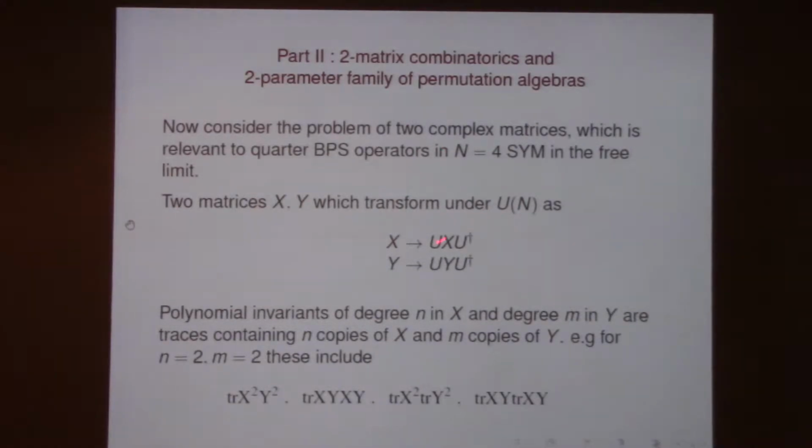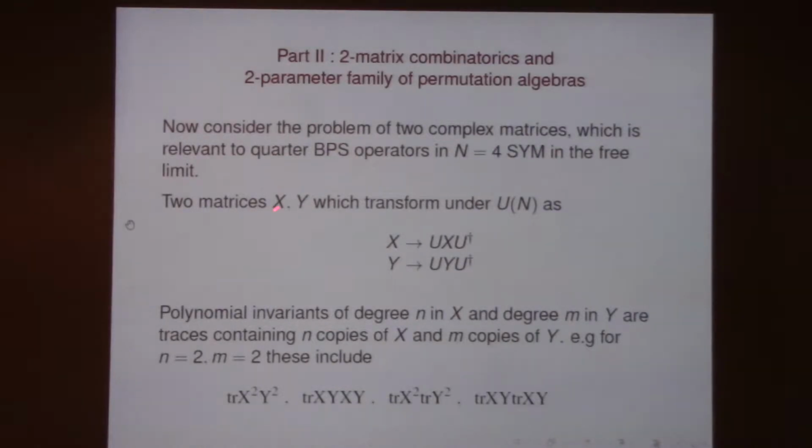Now I want to talk about the two-matrix version of this story. What kind of algebra comes up? There's now a two-parameter family. What are these two parameters? Well, when we were looking at polynomials in the z variable, we had to decide there's little n copies of z. Now we can have some number of, let's say, two matrices x and y, some number of x's, some number of y's. Here n equals 2, m equals 2. So we're going to have a family of algebras labeled by these two integers, which have to do with how many x's and how many y's.